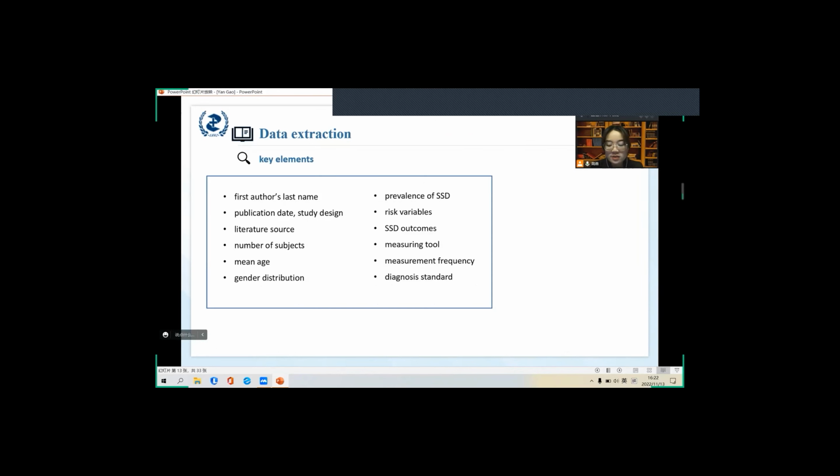The following key elements were extracted. First, the author's last name, publication date, study design, literature source, number of subjects, mean age, gender distribution, prevalence of subsyndrome delirium, risk factors and outcomes, measurement frequency, and diagnosis standards.